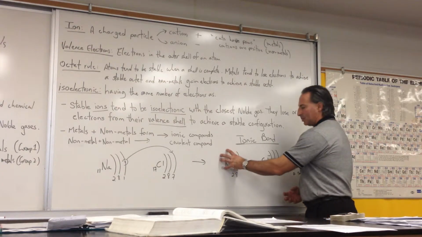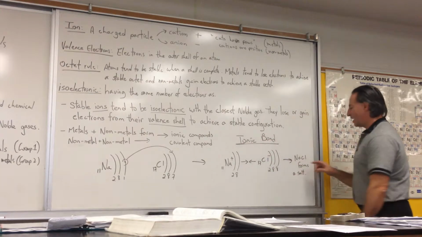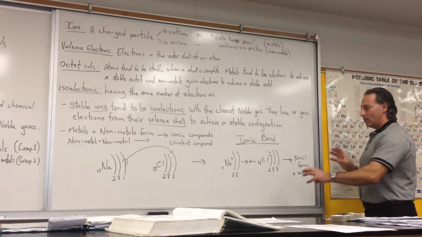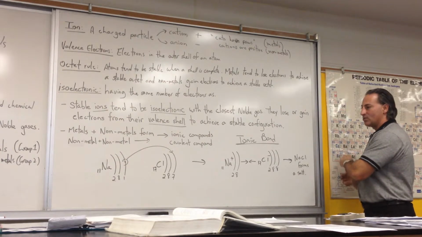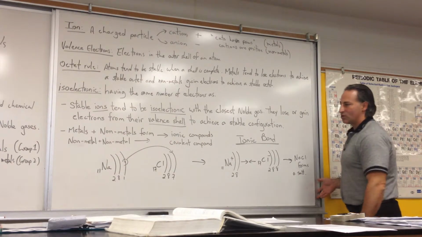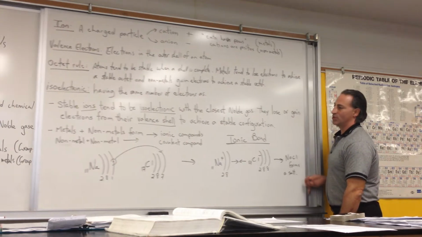Now that you have an Na+ and a Cl-, the two particles are attracted to each other and they form sodium chloride, which is a matrix of Na+ and Cl- next to each other, alternating, so that no particles that are positive are close to each other and no particles that are negative are close to each other.